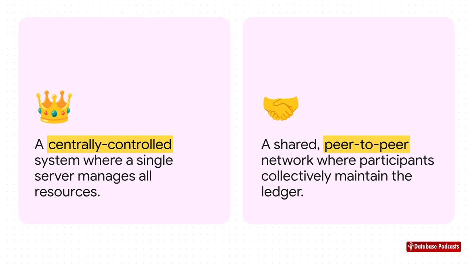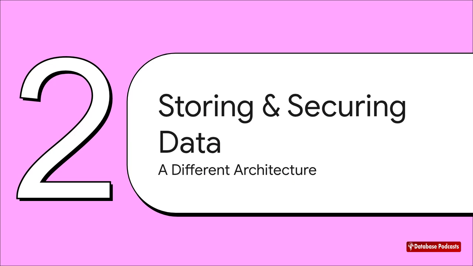A traditional database is like a monarchy. There's one central server that rules over everything. A distributed ledger, on the other hand, is more like a co-op. It's a peer-to-peer network where everyone involved collectively maintains the ledger. No single person or company is in charge. Okay, that brings us to our next big topic. Let's look at how this different philosophy leads to a completely different architecture for storing and securing all that data.